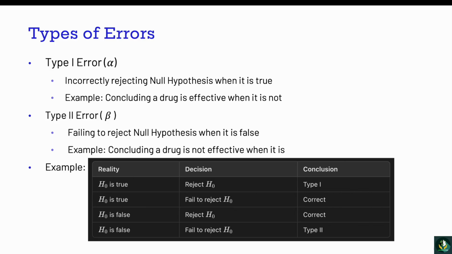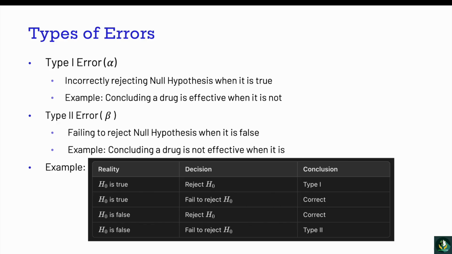We have reality on the left side, decision in the middle, and conclusion at the end. Now, null hypothesis is true for the first case. We reject the null hypothesis, and it's a type 1 error because the null hypothesis is true, but we are rejecting it. Next one is null hypothesis is true, and we fail to reject the null hypothesis, which is correct. All good in this case.